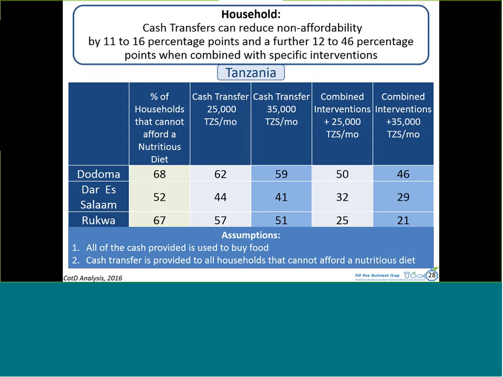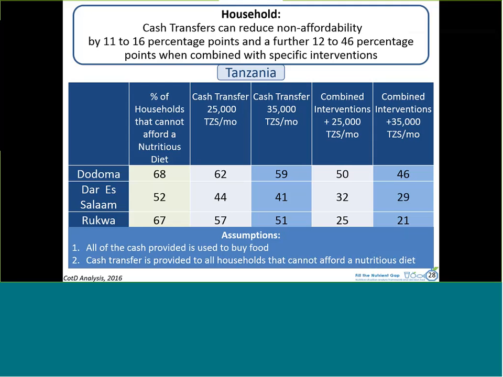Now, this in itself doesn't have to be a cash transfer. We've called it a cash transfer, but in itself, it could be any kind of intervention that improves economic access. So some kind of income generation activity, et cetera.